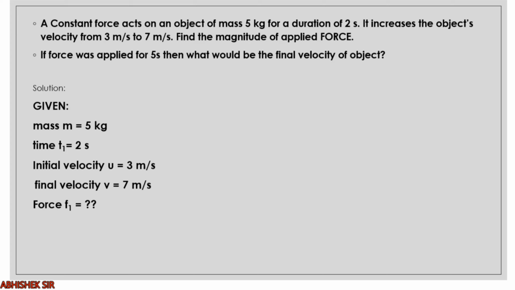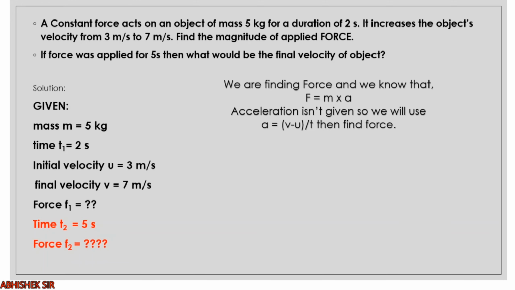Now let us add the given for the second question: if the force was applied for 5 seconds, what would be the final velocity? So time t2 is 5 seconds and force F2 we are finding. Now all this information is given, and being a detective you find out what we are going for. We are finding force, and we know that force is mass into acceleration, but in this question acceleration is not given. Instead they have given v, u and t. So first let us find acceleration, then we will go for force.